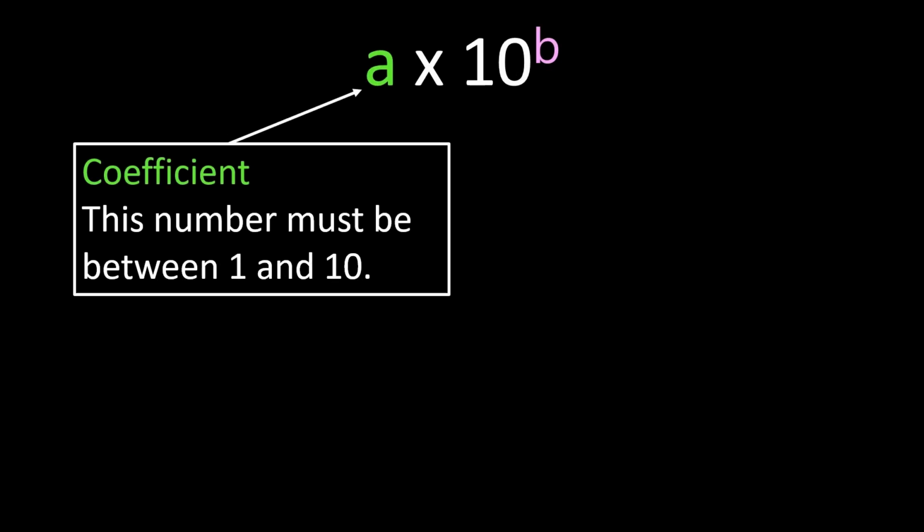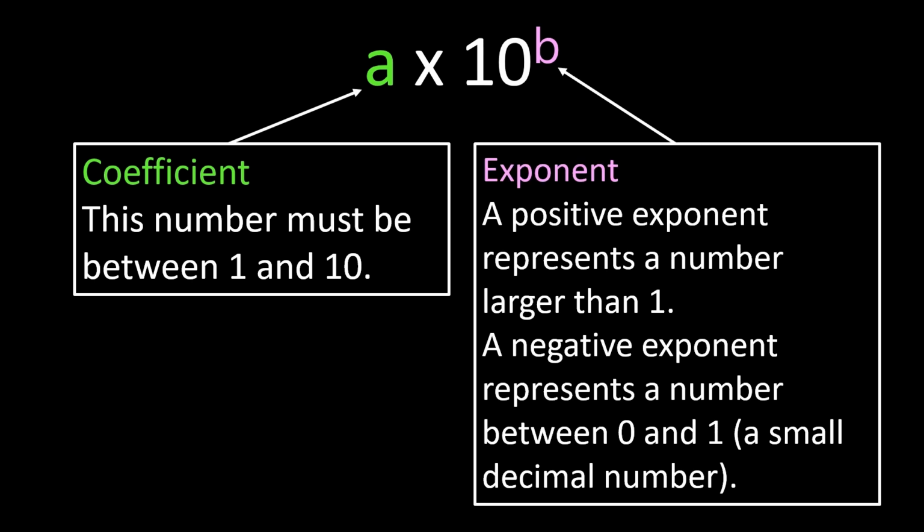So with scientific notation, you're going to need a coefficient that has to be between 1 and 10. Then you'll have an exponent. A positive exponent represents a number that's larger than 1. And our negative exponents will represent a number between 0 and 1, or those smaller decimal numbers. Let's take a look at our examples.